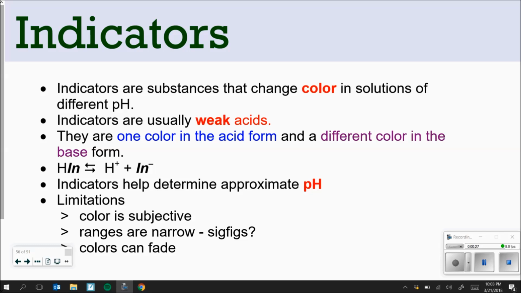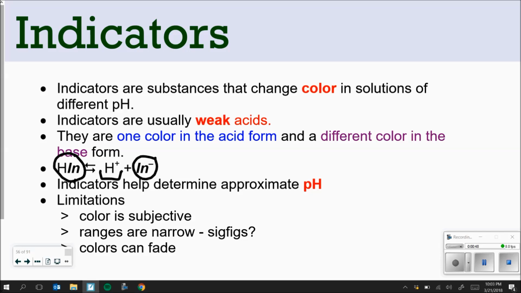Essentially, what's happening here is we've got our acid with the indicator still intact. And when it dissociates, the hydrogen plus comes off of it, and you're left with the indicator ion, which is what forms the color. Indicators help us determine approximate pH because the colors line up with different pHs. There are some limitations to this.